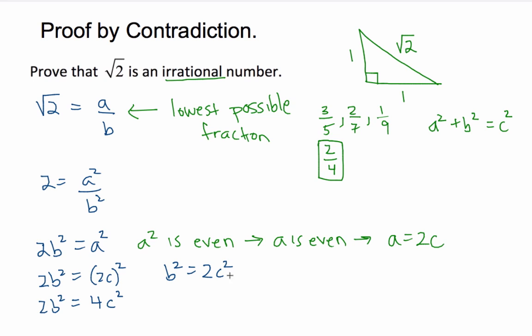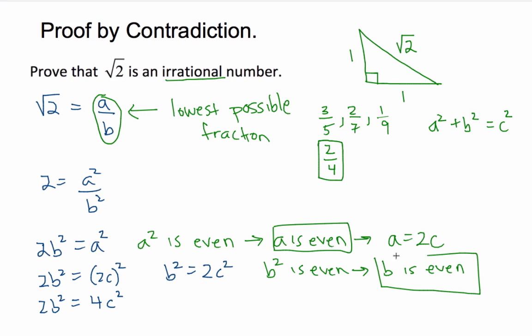Well, what did we just talk about? b squared is 2 times some number. That means b squared is even, which means b is even, which means that if both a is even and b is even, then our very, very first assumption that this is the lowest possible fraction is false. And hence our contradiction. Now, we don't actually have to find what square root of 2 is, but the technique is just to find something wrong with our initial argument, and that's it.